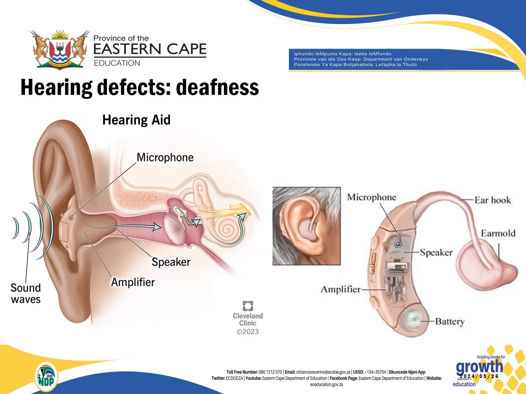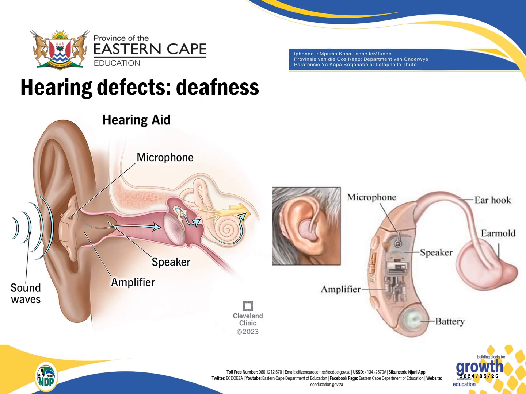So I hope you have a good understanding now of how different parts of the ear can be affected and how the process of hearing can be affected. There are other devices that can be used to correct deafness. Let's look at how these are used and in which circumstances.